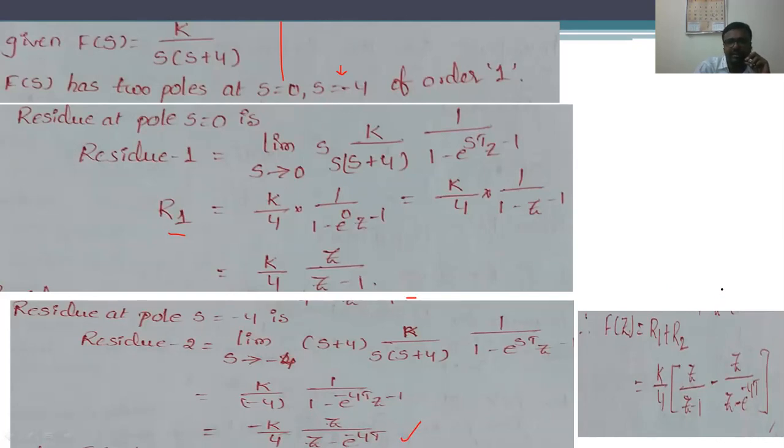Okay, and finally the z transformation for this function f of s can be obtained as f of z is equal to R1 plus R2. So taking the k by 4 value as common, we are going to get k divided by 4 into z divided by z minus 1 minus z divided by z minus e power minus 2. Okay. In this way, we are going to obtain the z transformation for the function.